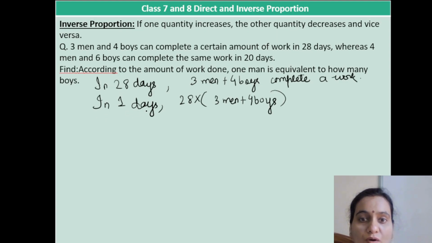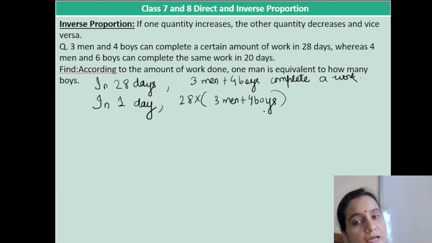So in one day it will be 28 into 3 men plus 4 boys. A lot of people will be required. When it is 28 days, the men and boys required are fewer. But if in one day I want to complete the same work, then I have to increase the number of men and the number of boys by 28 times. So here I have to multiply.